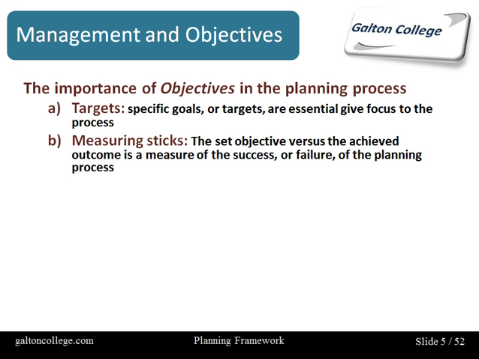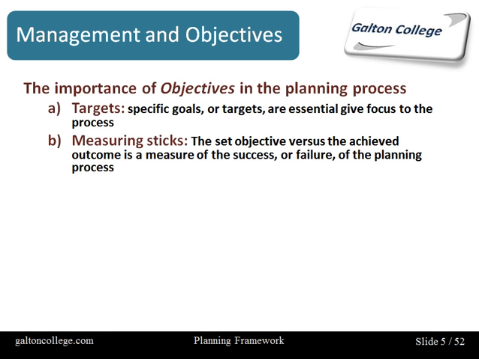The set of objectives versus the achieved outcomes is a measure of success, or indeed a failure, of the planning process. These are measuring sticks. In other words, how successful was the activity in achieving the outcomes that were set in the plan?